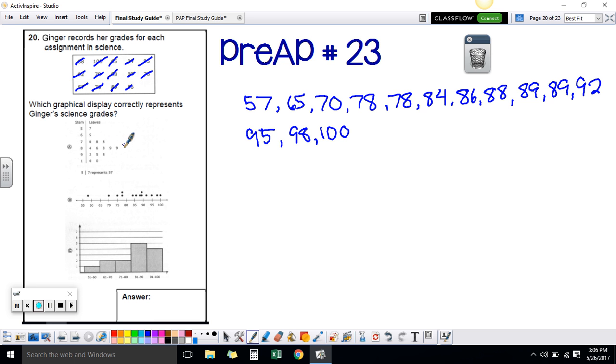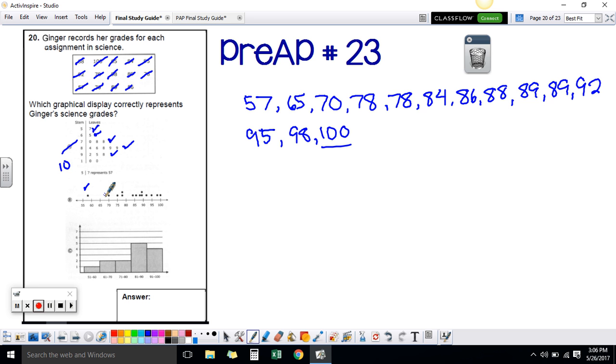The first one is a stem and leaf plot. So we've got a 5 in the stem and a 7 in the leaf, 57. Check. We've got a 65. Check. We've got a 70 and two 78s. Check. 84, 86, 88, 89, 89. Check, check, check. 92, 95, 98. Check. Now 100 and 100. Well, this one is wrong because we only have one 100 because this one actually represents 10. So A is out. Okay, letter B. 57, the dot is there.